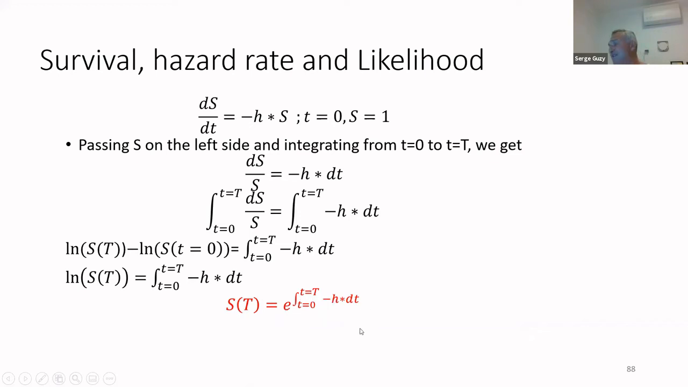Why am I telling you that? I'm telling you that because the program is going to do that for you. But you can see that if you know h and you know the times 0 and t, then the program can calculate automatically that survival distribution.